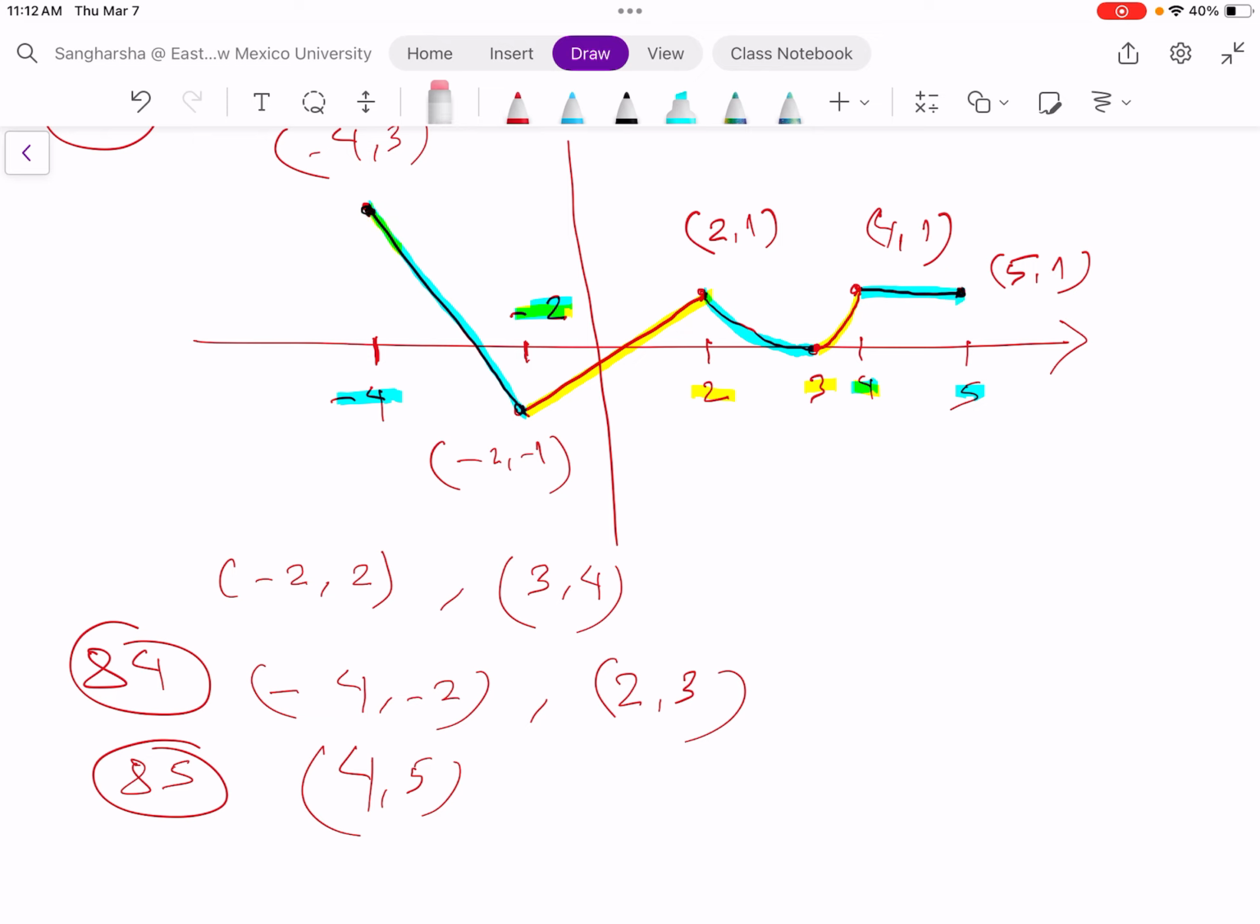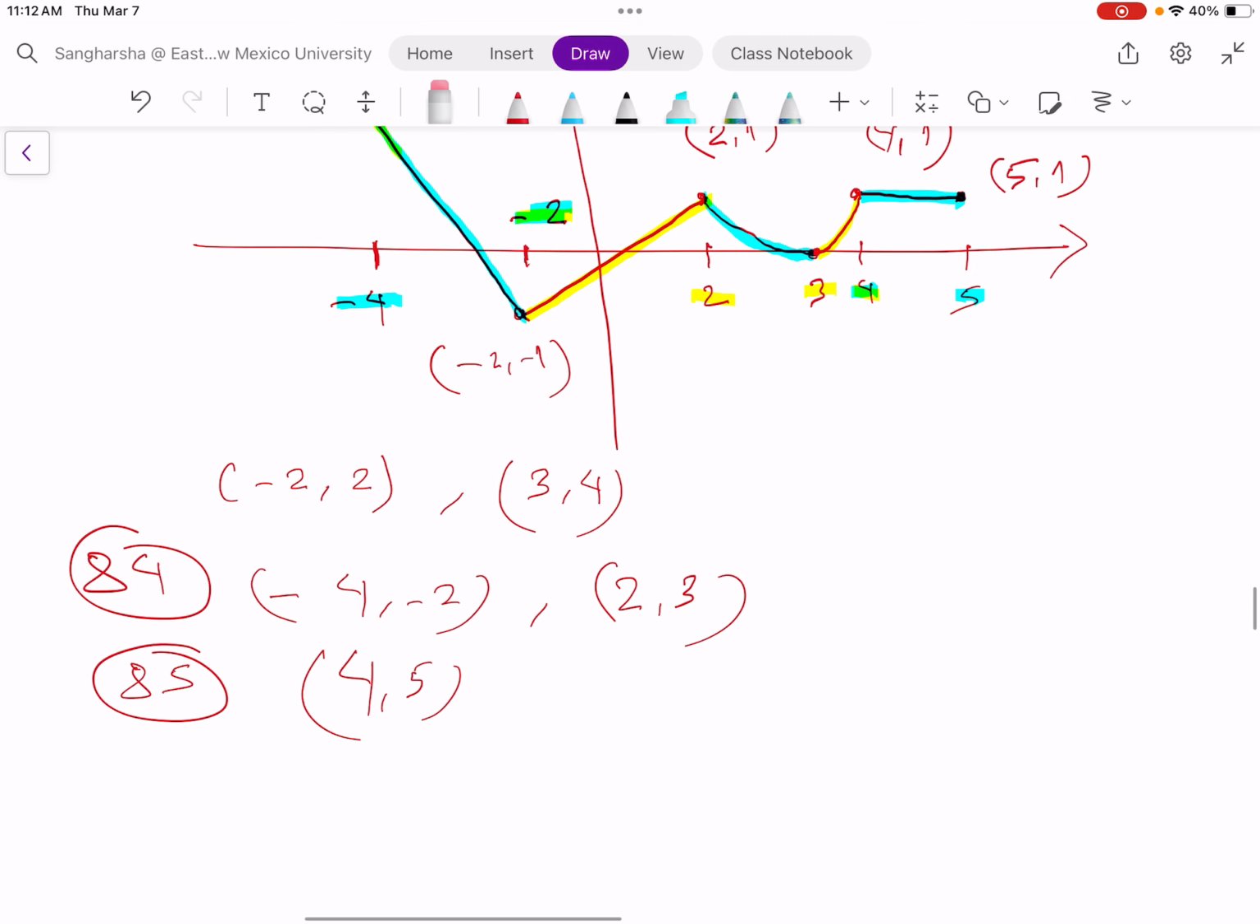Does anyone have a question here? Yes. The intervals, do they have to be in square brackets?